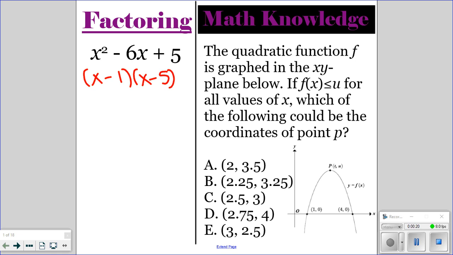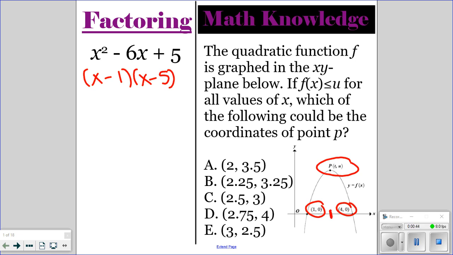For the math knowledge question, it says we have a quadratic function. What could be the coordinates of P? So P is right here, and it is a quadratic. So this is a parabola. So this point right here is going to be halfway in between (1, 0) and (4, 0).